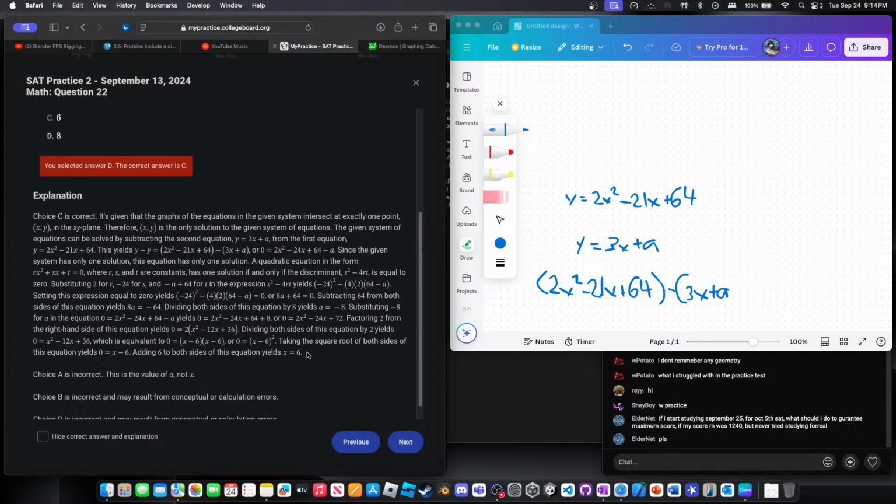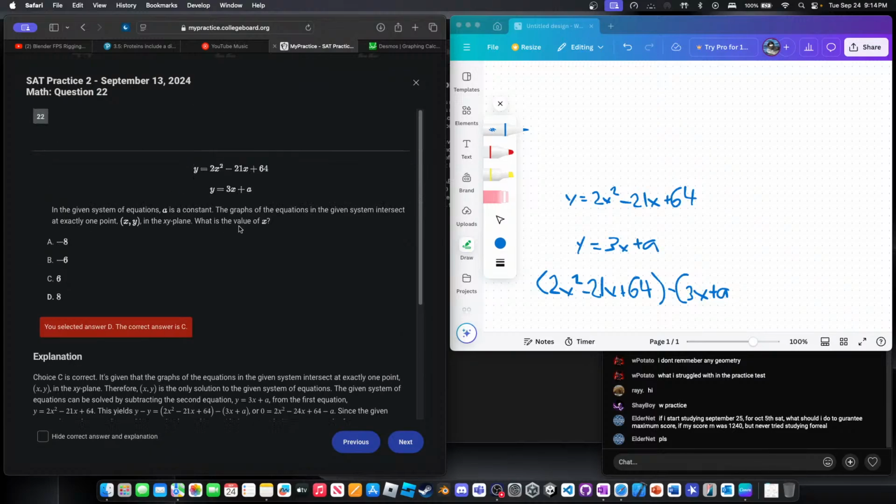Something I had to mention for anyone else out there. Okay, let's see. Subtracting 64 from both sides yields 8a is equal to negative 64. Okay, so what is this though? A quadratic equation in the form rx squared plus sx plus t, where r, s, t are constants, has only one solution if and only if the discriminant s squared minus 4rt is equal to 0. I'm going to need an explanation for this.